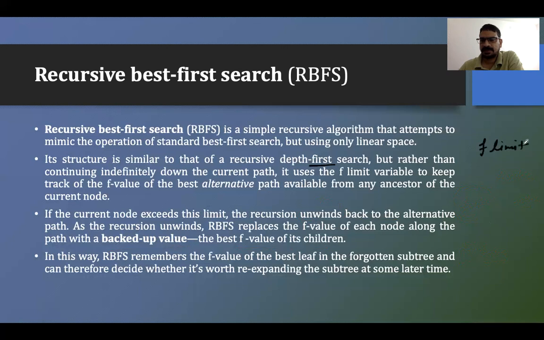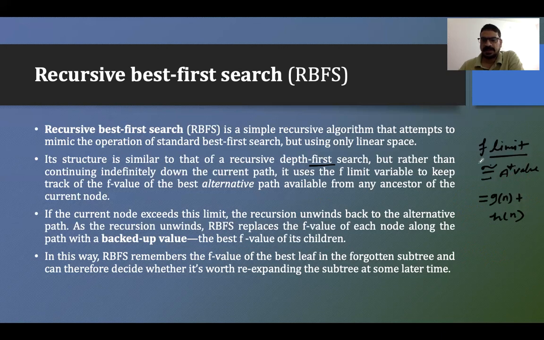F limit is associated with each and every node. How will we calculate the f limit? It is similar to the A star value. We calculate the A star value as the path cost plus the heuristic value. Whatever value comes is called the A star value. Here, with one condition, it will become the f limit.